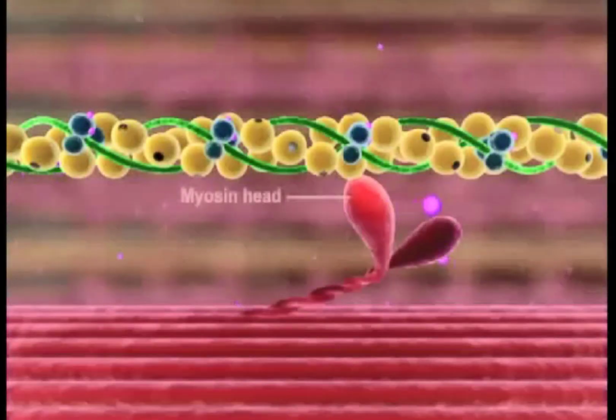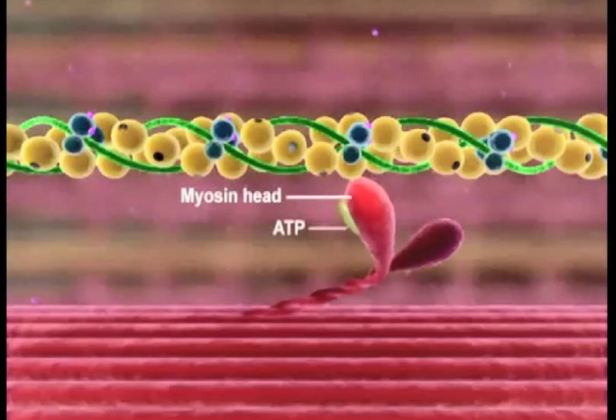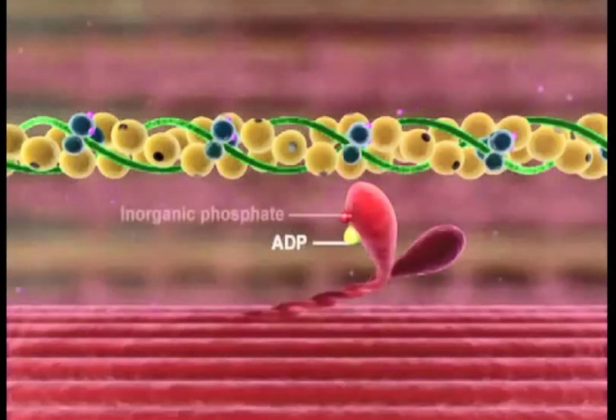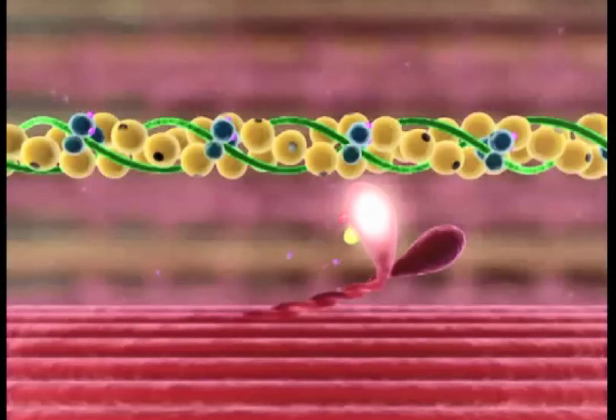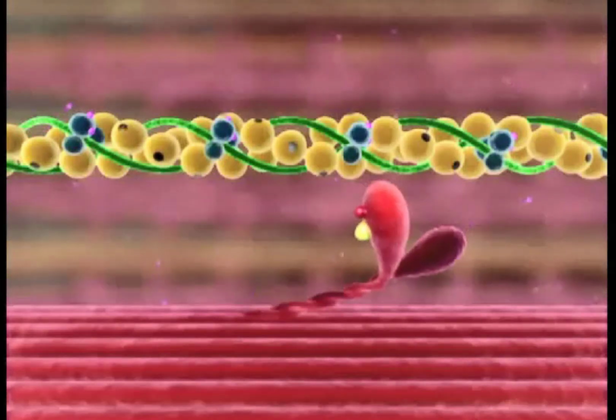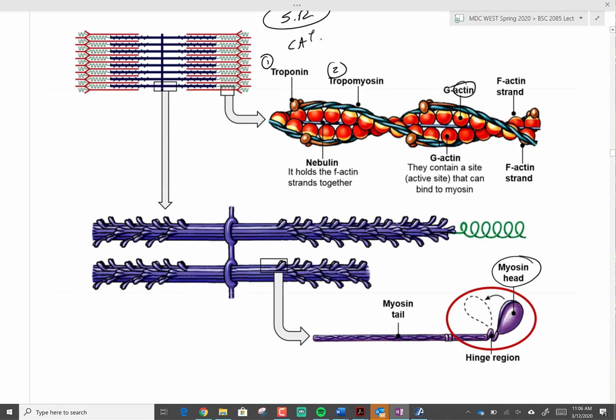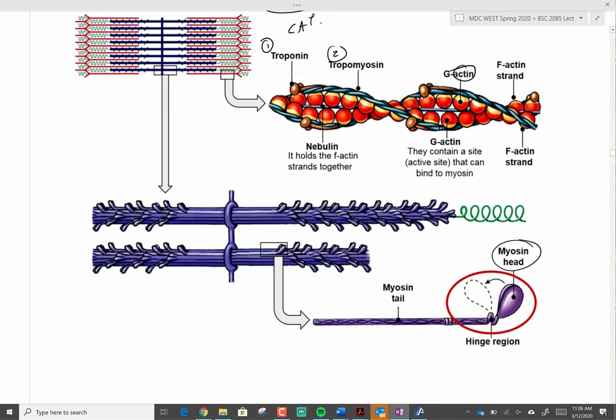Also note that the myosin head must be activated before a cross-bridge cycle can begin. This occurs when ATP binds to the myosin head and is hydrolyzed to ADP and inorganic phosphate. The energy liberated from the hydrolysis of ATP activates the myosin head, forcing it into the cocked position. That is the sliding filament theory, right? That's the whole purpose of it.